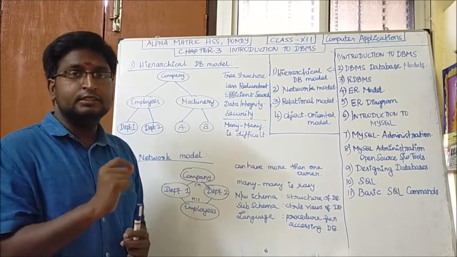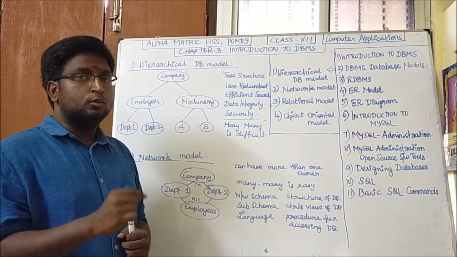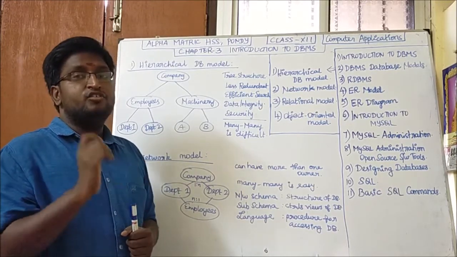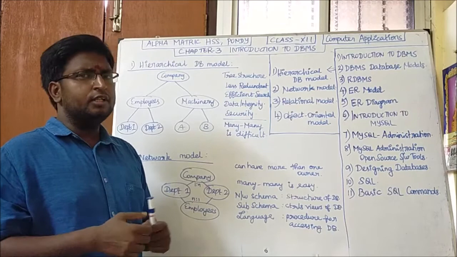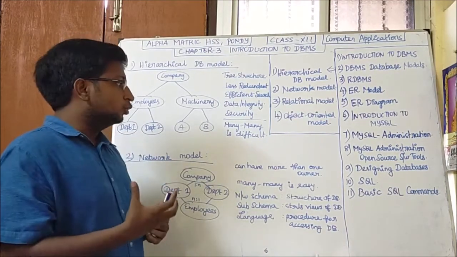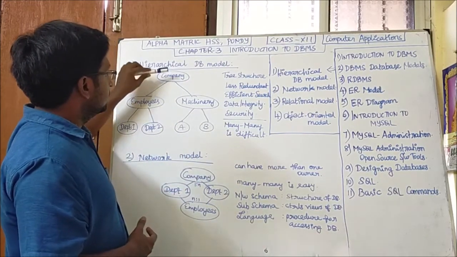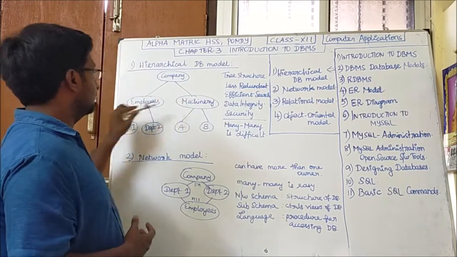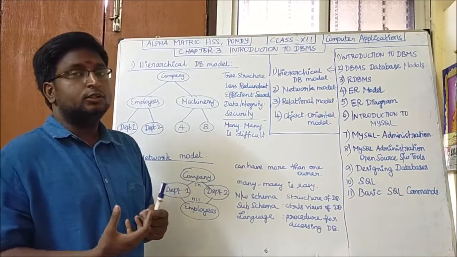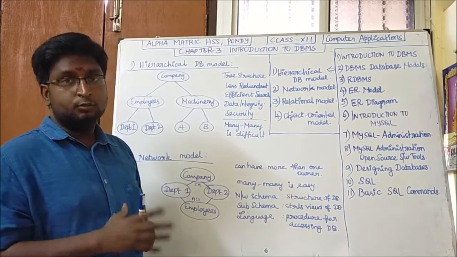is difficult in this model. They are not telling that it is not possible to create. They are telling it is difficult to create. When a huge number of tables is there, we cannot create the many to many relationship. Say for example, here you see one to many and again one to many. So it is difficult to create the many to many relationship in this model.